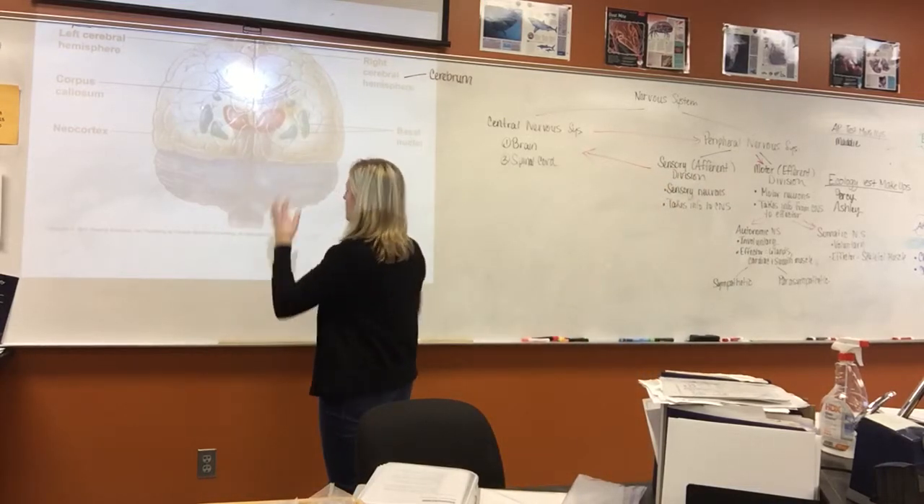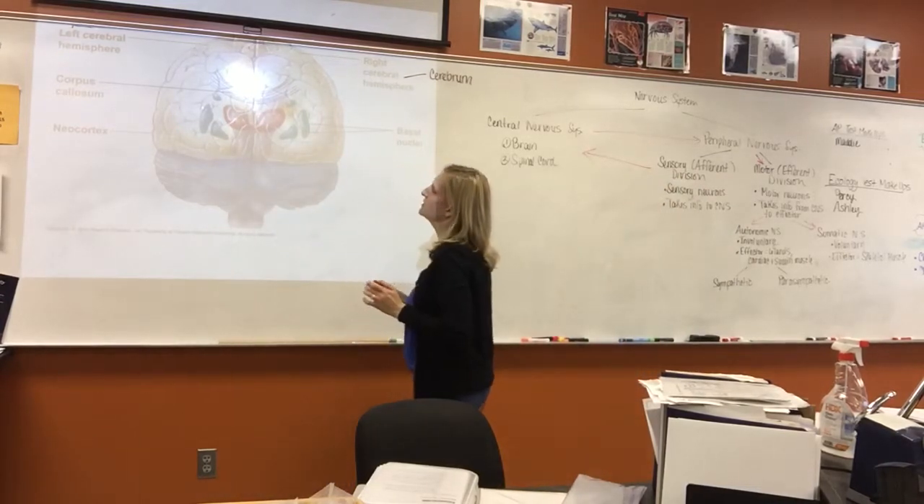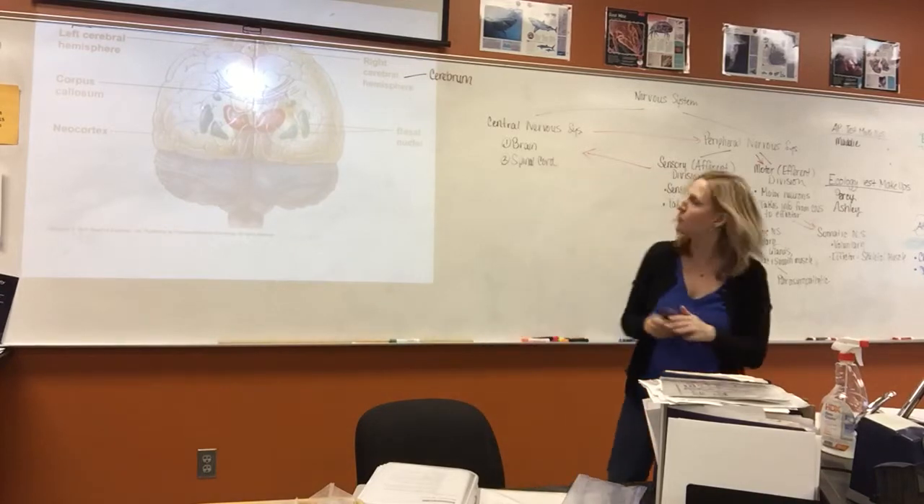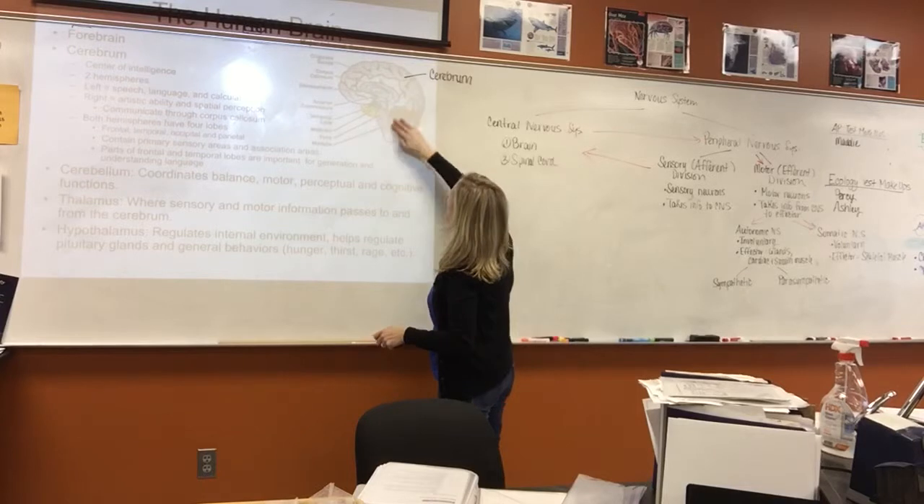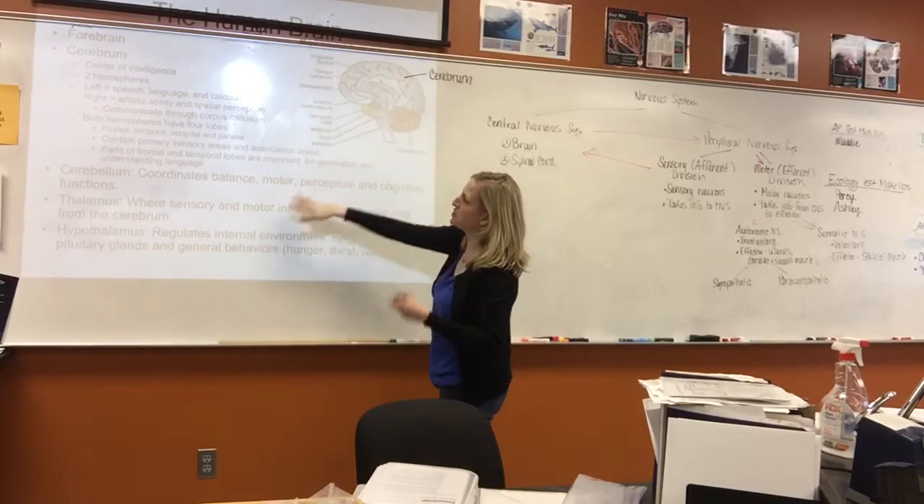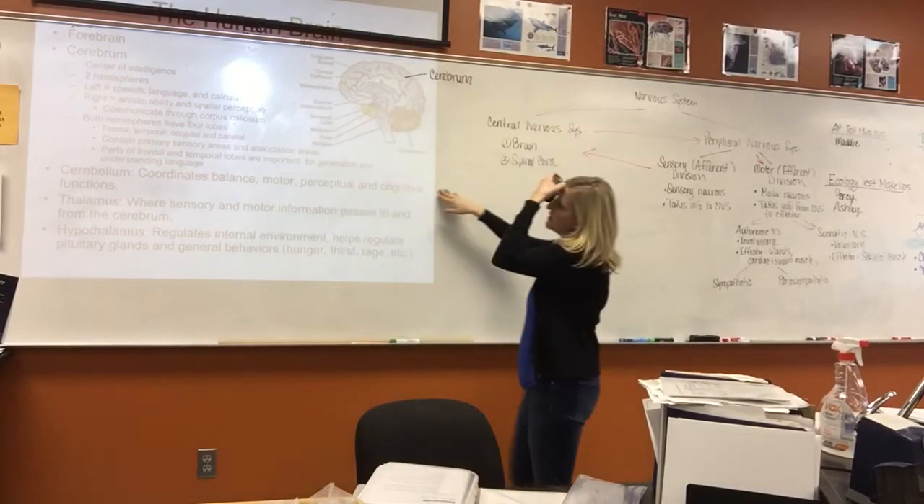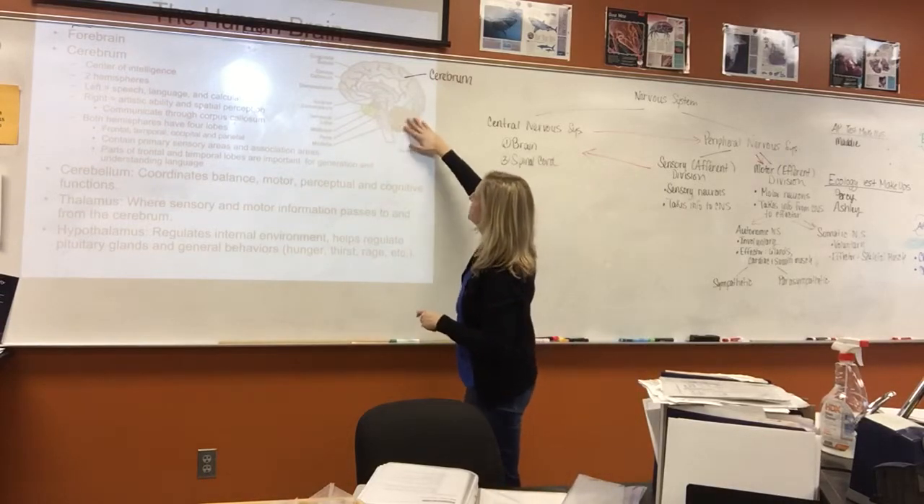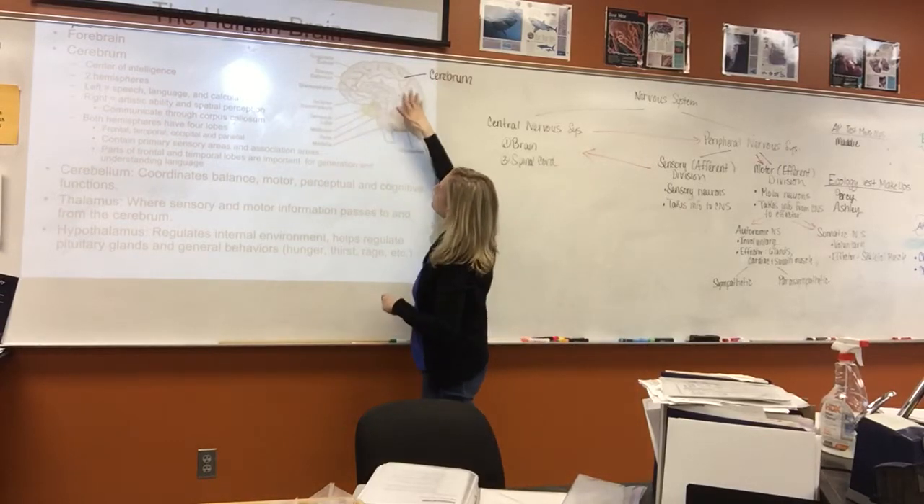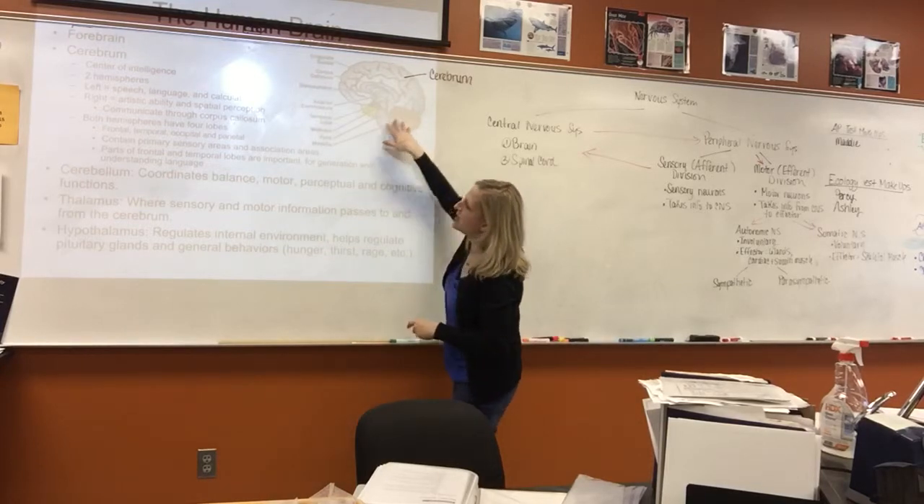Underneath here, on the base, this is the cerebellum. And so that is this right here. So the cerebellum, as we just wrote here, helps with balance and perception, certain cognitive functions, and so on. So this is the cerebrum, this is the cerebellum.